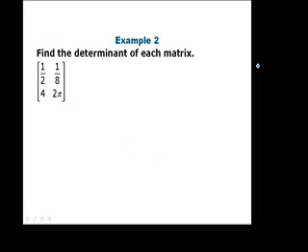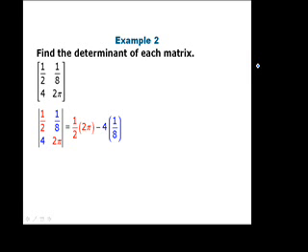We can also have a matrix that has pi in it. We can leave it in terms of pi; you don't have to multiply it out and round it. You could also have matrices that have letters. I mean, anything is really possible here. So for this one, we're going to do the same thing. We're going to multiply the diagonals and take their difference. So we have 1/2 times 2 pi minus 4 times 1/8.